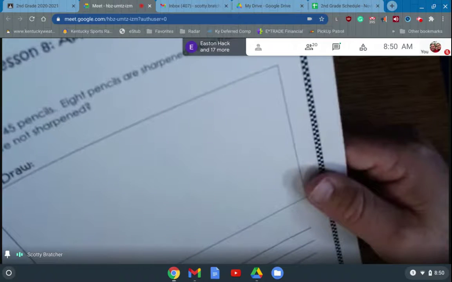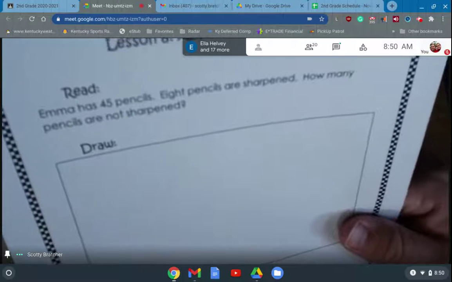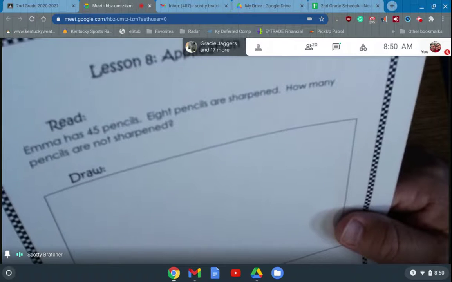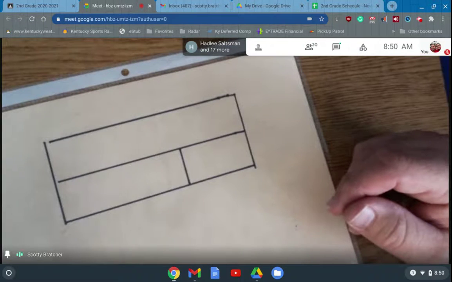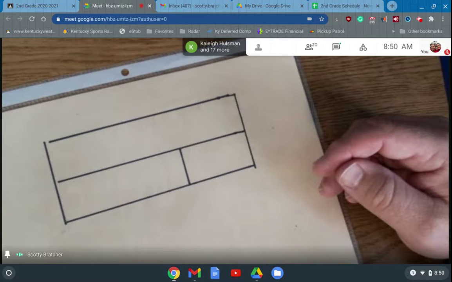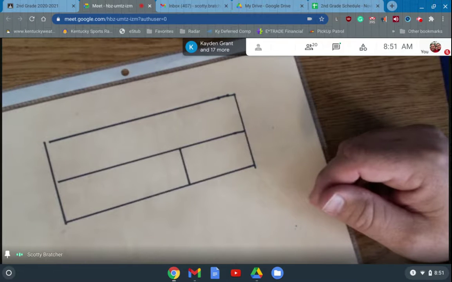Here we go. Emma has 45 pencils. All right, our numbers are getting a little bigger. Emma has 45 pencils. 8 pencils are sharpened. How many pencils are not sharpened? All right, so this is what I got out of it the first time. We got Emma. She's got a whole bunch of pencils. There's a few of them sharpened, but it's gonna take her a while to get them all sharpened. I don't really remember the numbers. I don't expect you to remember the numbers after you've read it the first time. Okay? All right, so now I'm gonna read it again.